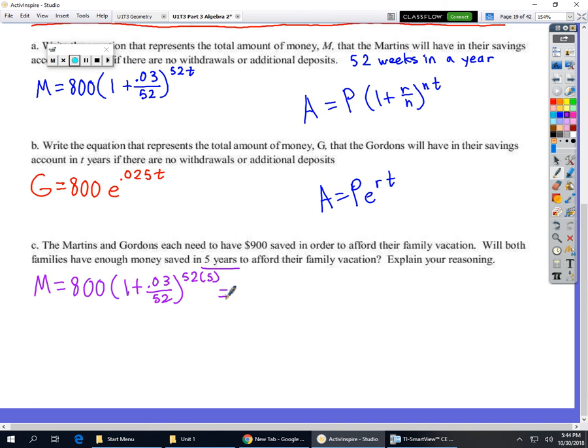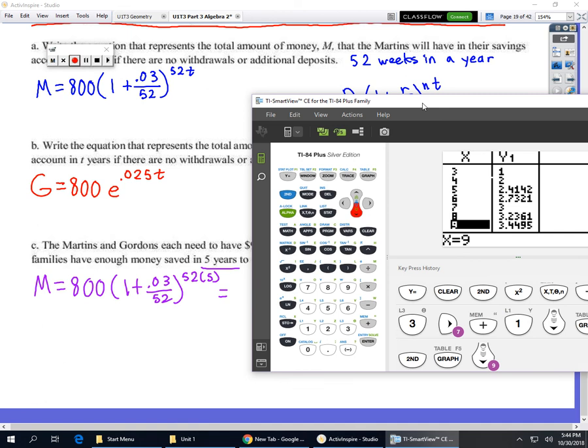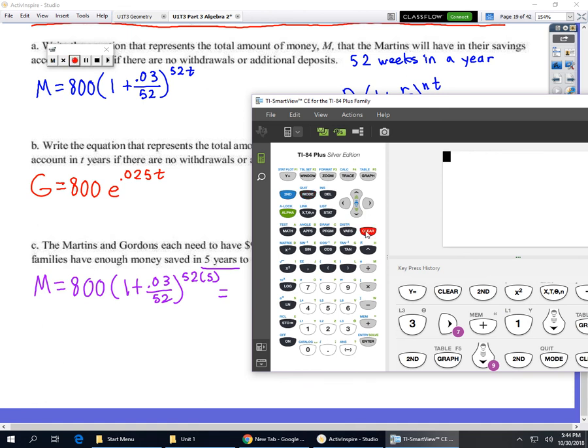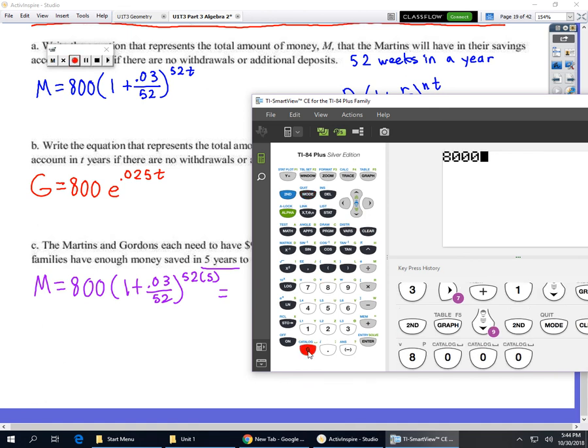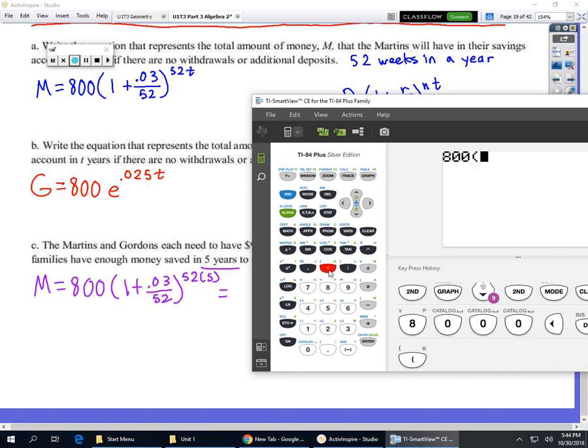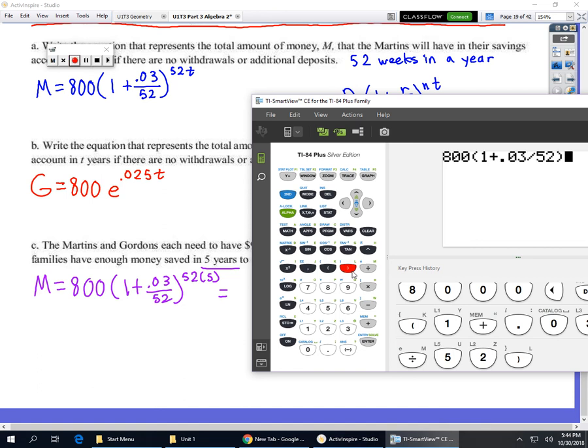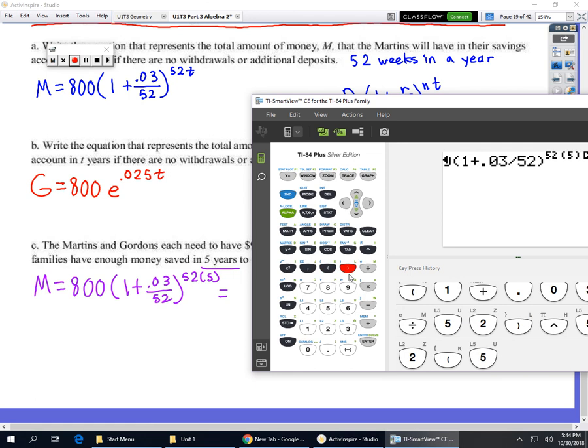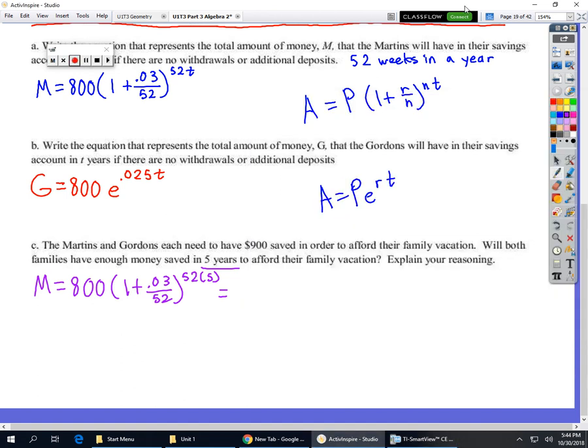Let's put this joy into the calculator and see what it gives. 800, nope, not 1,000, 800 parentheses 1 plus 0.03 divided by 52, to the power of 52 times 5. Just like that. $929.43. Yeah, that's about enough. All right, so the Martins are good. 929.43, the Martins are in the clear.